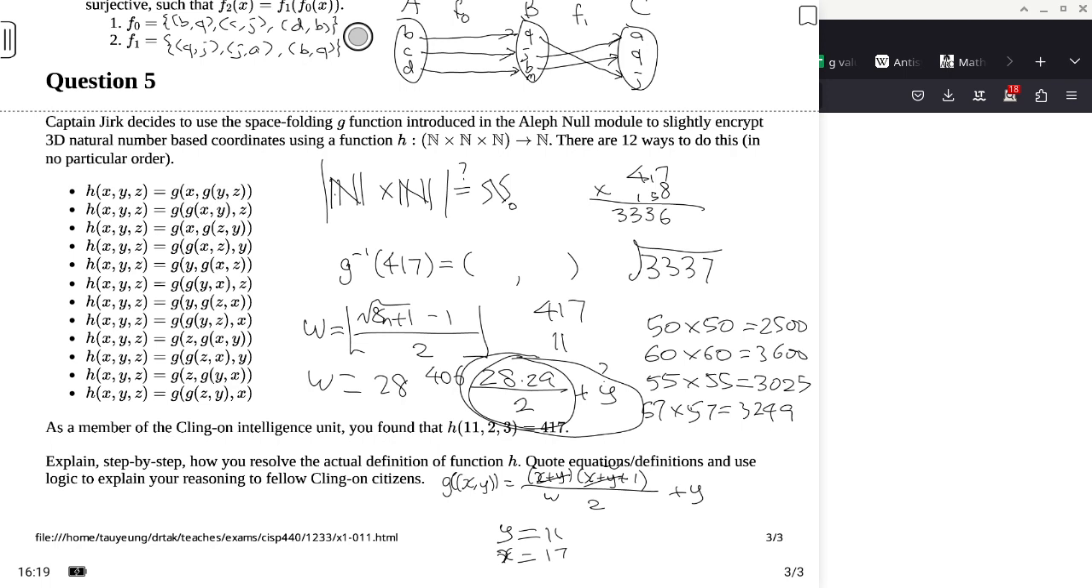All right. So how do we make use of this result in the original question? We just went through a whole bunch of stuff because I don't have a scientific calculator. But we did end up with the coordinate, right? We performed G inverse of 417 and we got the result, okay? So I go back here, I got the result of 17, 11.